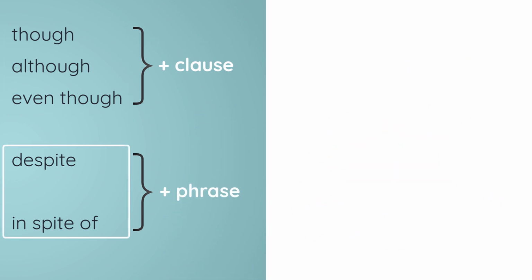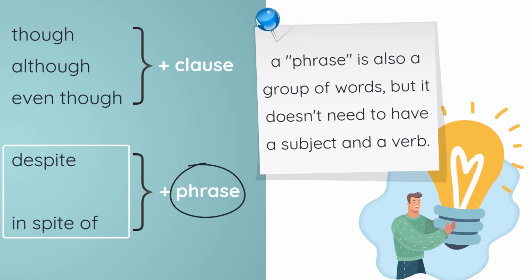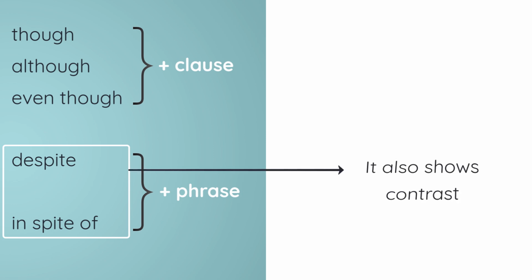Okay, despite and in spite of, these are prepositions, and they are used with a phrase. Now, what is a phrase? A phrase is also a group of words, but it doesn't need to have a subject and a verb. It can have a noun, or it can have a verb, or it could have neither. But usually, it has at least one, or a gerund, but we'll get to that. But it also shows contrast. Okay, before I give you some example sentences to understand all this, let's look at each one separately.